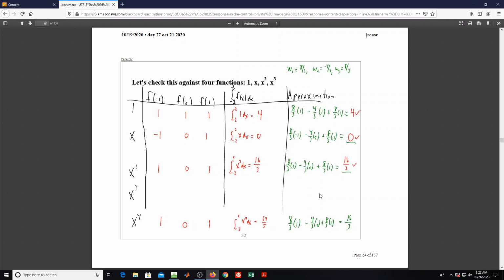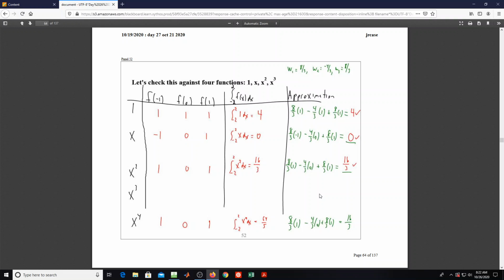If I integrate 1 from -2 to 2, I get 4. Still, I'm thinking in math stats, uniform distribution, all that stuff. And so now I put in my weights: 8/3 times 1 minus 4/3 times 1 plus 8/3 times 1. Add that all up together for 12/3, which is 4.